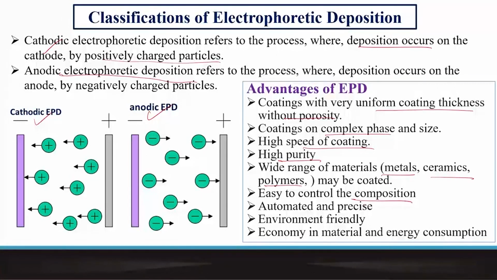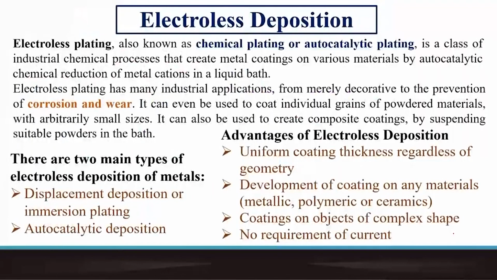The compositional control is easy, and the process can be automated and precise, but of course not as precise as electrolytic deposition or electroplating. Usually it's an environment-friendly process, unlike those conversion coating processes where you may have to be dealing with phosphate ions or hexavalent chromium ions. The process is generally economic, and the energy consumption also is very low.